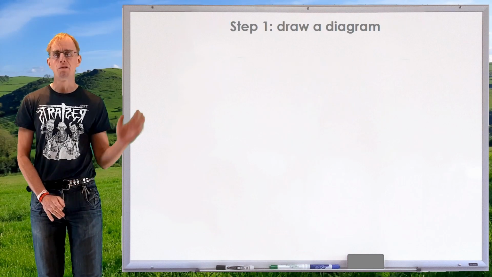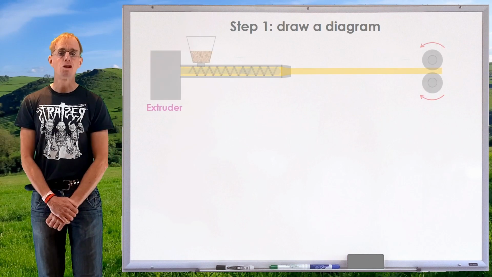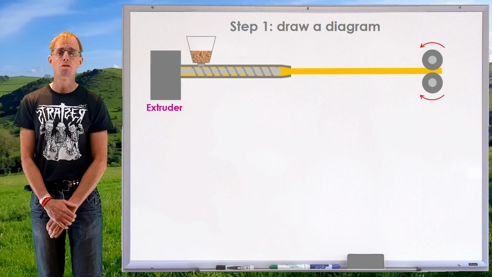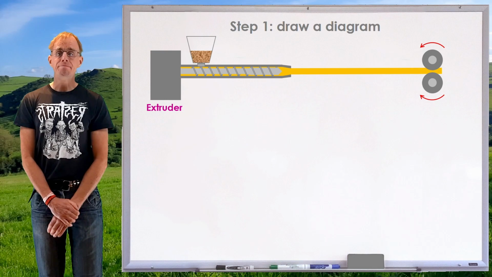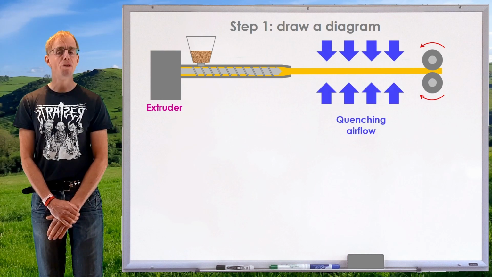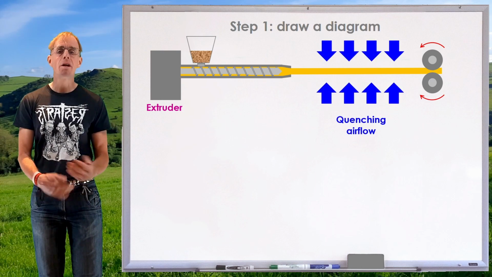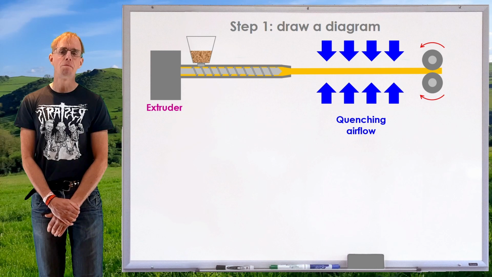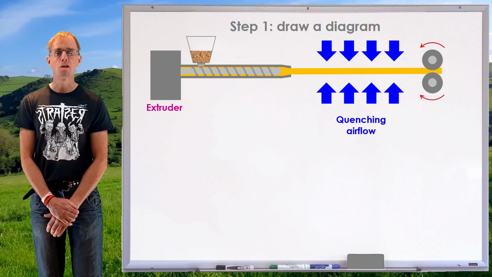Let's draw our diagram. So here on the whiteboard is my extruder, simple single screw extruder, sheet die, big thick extruded planar product with convective heat flow through a quench, an air quench, and then we're going to some rollers at the far end of the process to haul the product off.